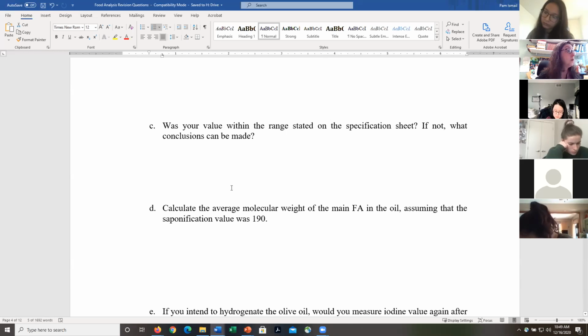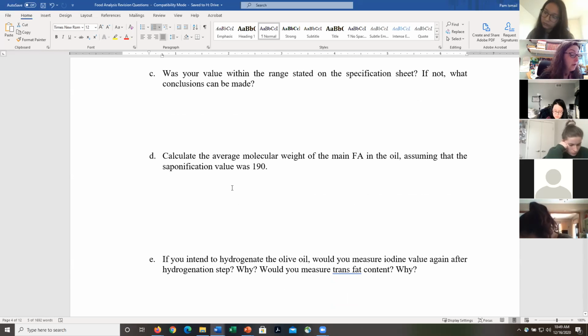And this is the question where I say calculate the average molecular weight. Did anybody do the calculation? And I give you the actual saponification value of olive oil. So did anybody get any answer here? I got 282.6. Yes, 282.6 or 282 is fine. And this is the average molecular weight of oleic acid.